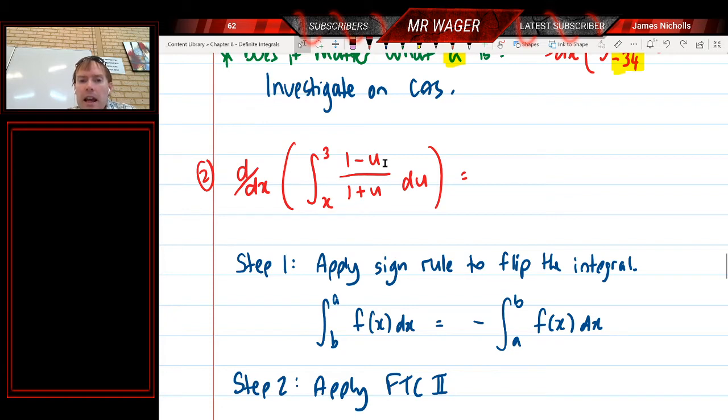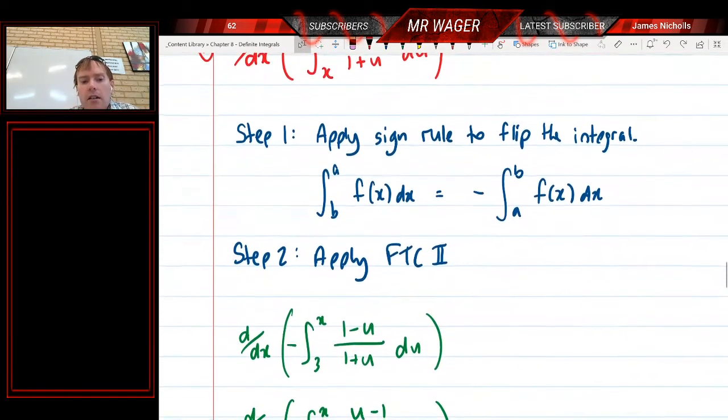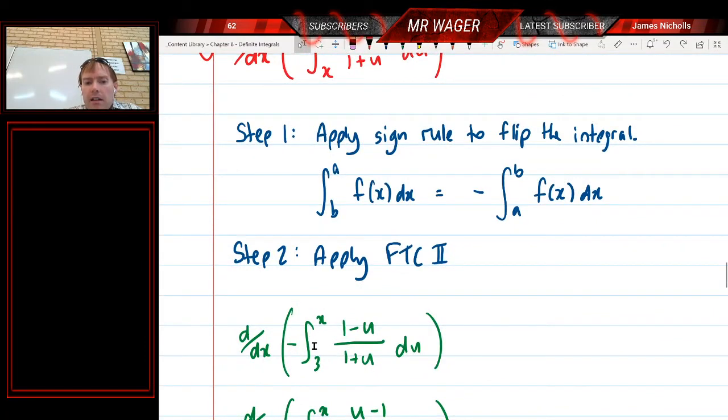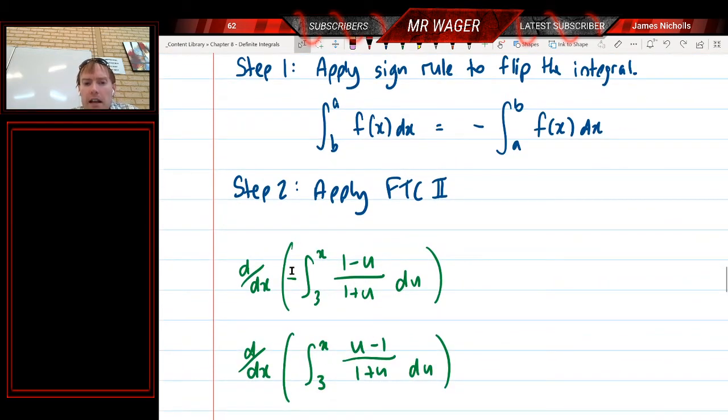So let's apply a negative to this rule at the top. And then once we've got it into the right format, so that the x is at the top and the constant is at the bottom, then we can apply the fundamental theorem of calculus idea, okay? So I'm flipping the 3 and the x over, but I'm making the whole thing negative. By doing that, all you do is apply this negative to the values on the top of our fraction, okay? So 1 minus u, when I multiply it by negative 1, makes u minus 1, okay? So now it's ready to go.